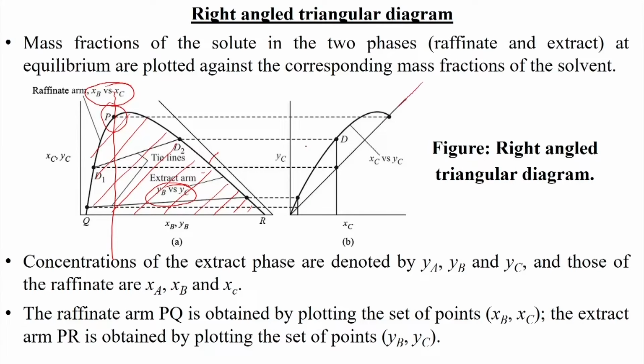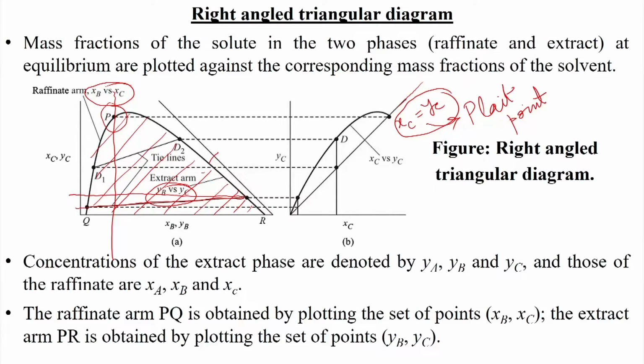diagonal of XC and YC, because P is the common point where, at the plait point, XC is equal to YC. That is why this is the tie line, the plait point. So this corresponds to the plait point. And whenever we draw any tie line, suppose this is one tie line, from here this corresponds to XC and YC also. Suppose this is YC and this is XC.